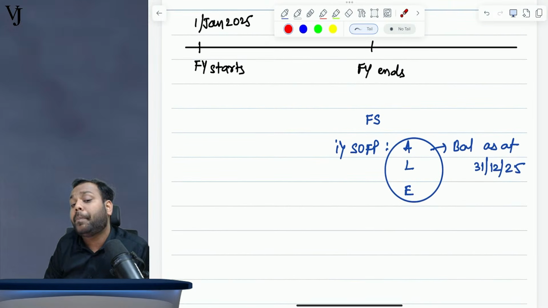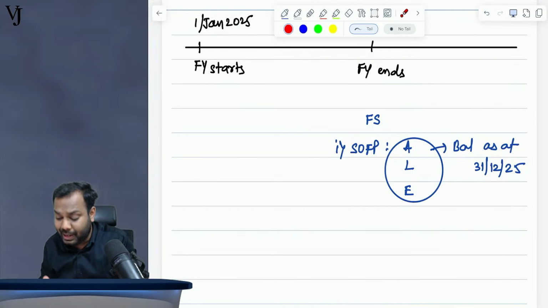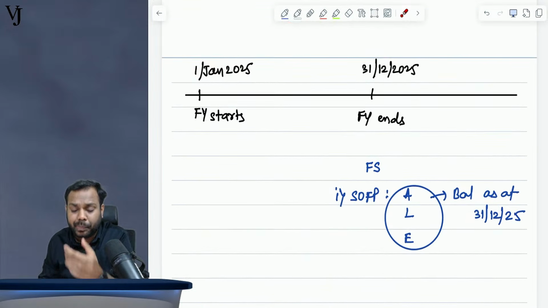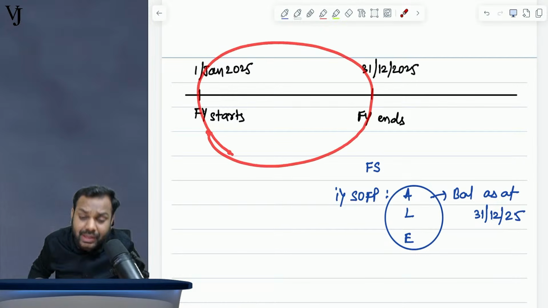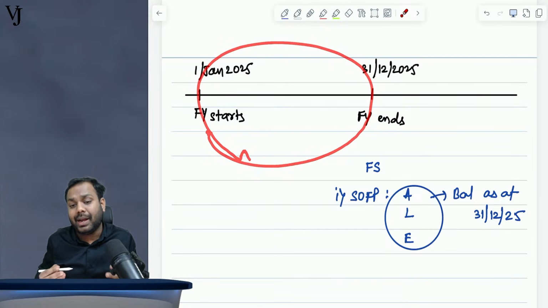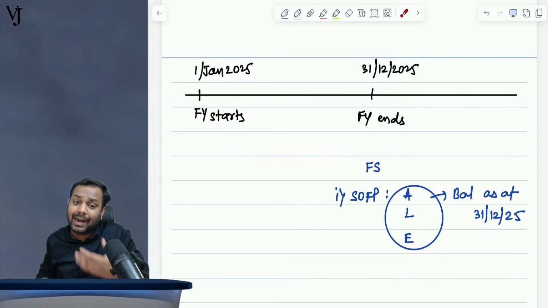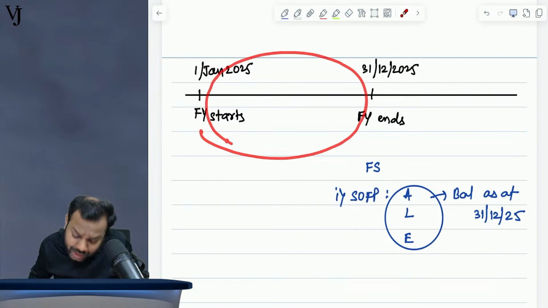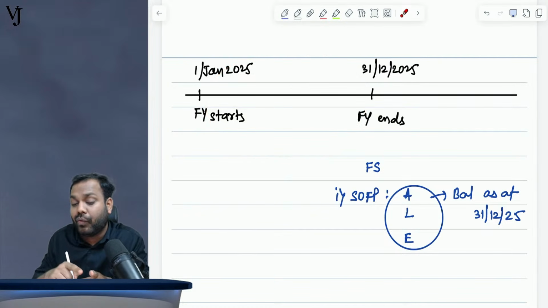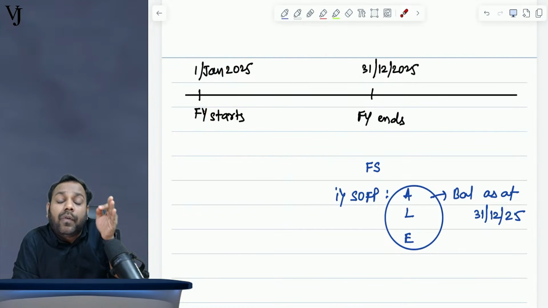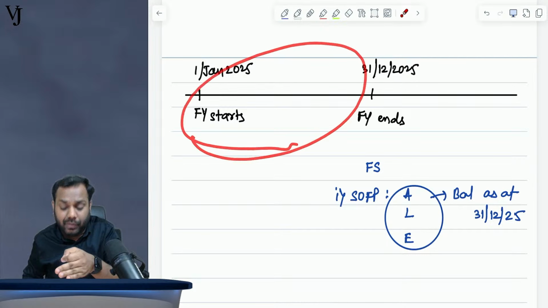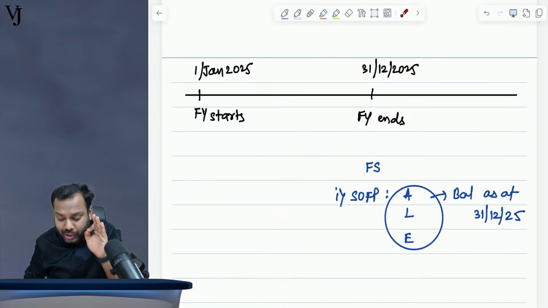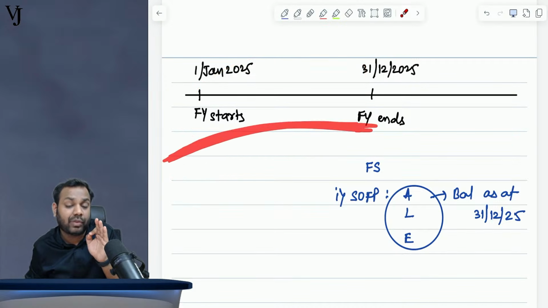But P&L talks about the treatment of all the income and expenses that happen during the year. And that's the reason why we say P&L is for the year ended. It's for the full year.